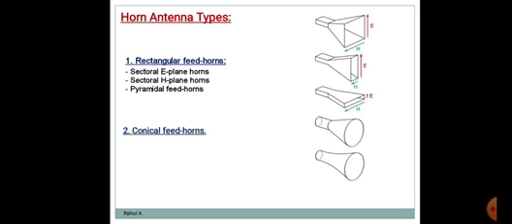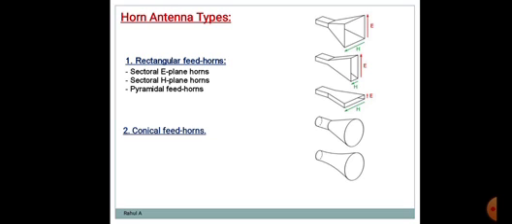Okay, this is sectoral E plane horn. Why is the name sectoral E plane horn given? Because here we can see, in E-plane sectoral horn, the opening is flared in the direction of the E field.